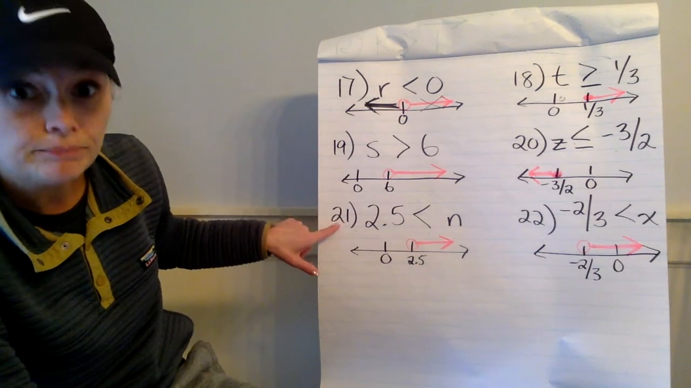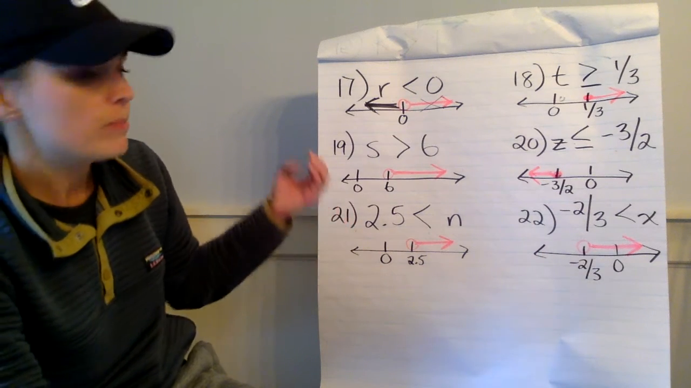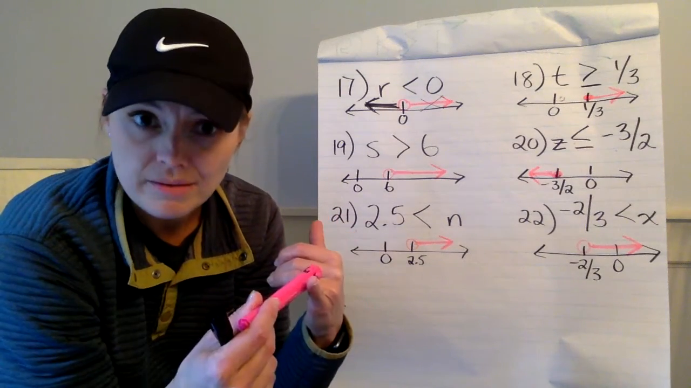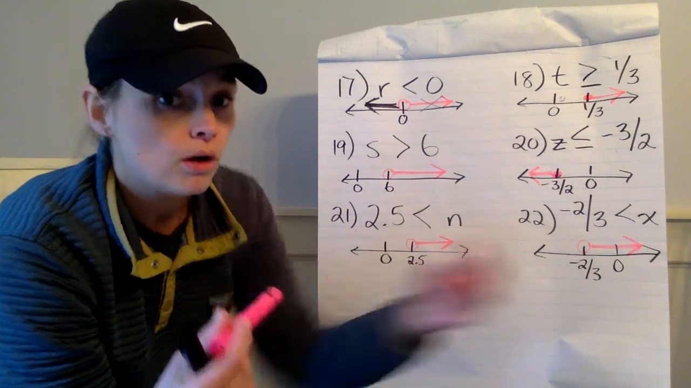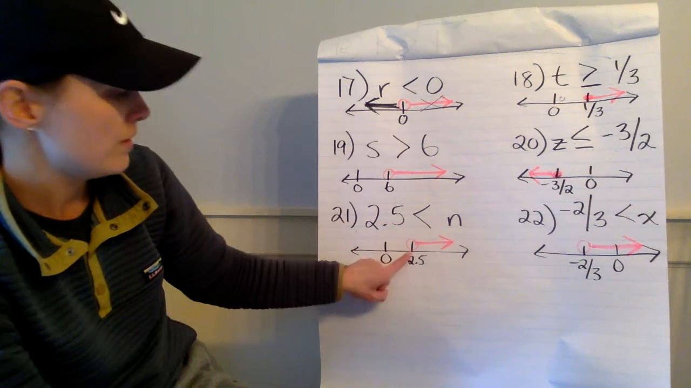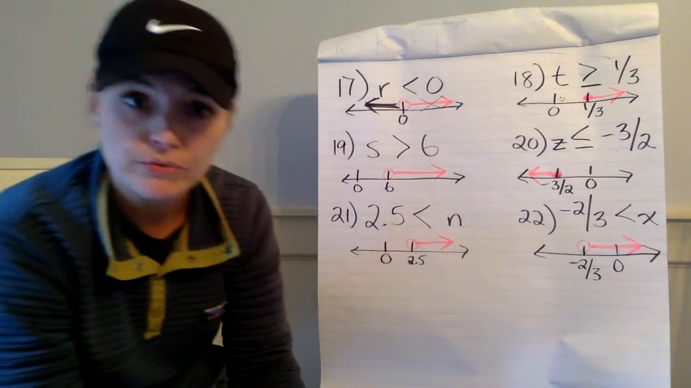On to 21. 2.5 is less than n. This is one where we have the number first. So one strategy, as mentioned in the Anytime Math, is rewrite it or read it this way. So n is greater than 2.5. We have an open dot at 2.5, and greater than would be going off to the right.